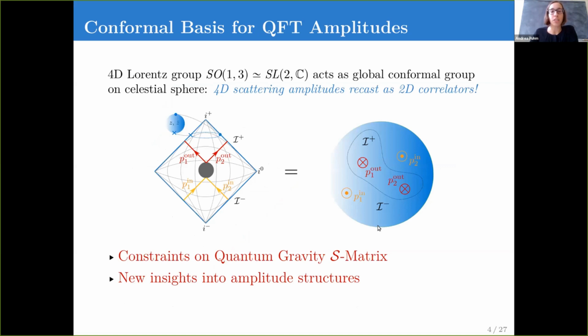Related to this set of questions is the realization that there exists a conformal basis for quantum field theory scattering amplitudes. And this arises because the four-dimensional Lorentz group acts on the celestial sphere at null infinity as the global conformal group. And this means that four-dimensional scattering amplitudes can be recast in terms of two-dimensional correlation functions. Now, the study of this conformal basis might give us powerful constraints on the quantum gravity S matrix, as well as provide new insights into hidden structures and symmetries of amplitudes.